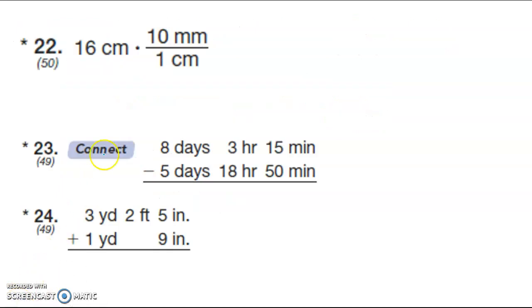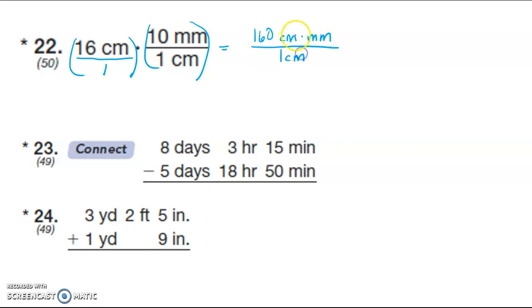Oh boy. Okay, so we're going to treat this as if we are multiplying two fractions. And when we multiply fractions, we multiply across, so we get 160 centimeters times millimeters over 1 centimeter. And my centimeters are going to cancel, and I get 160 millimeters for this.